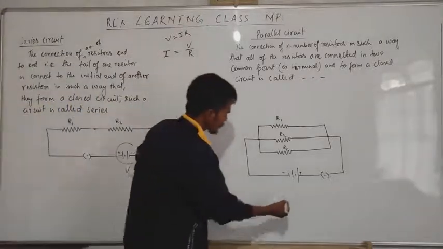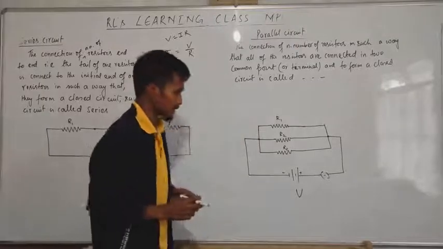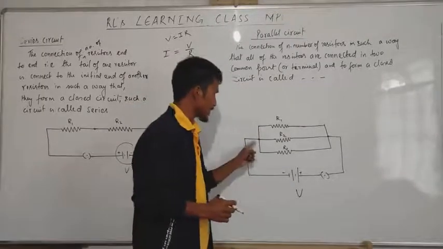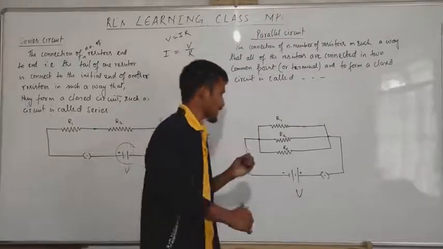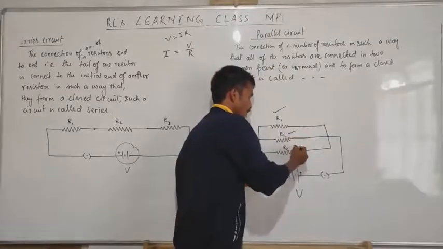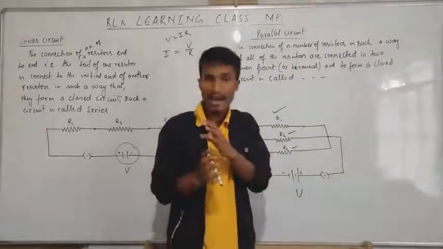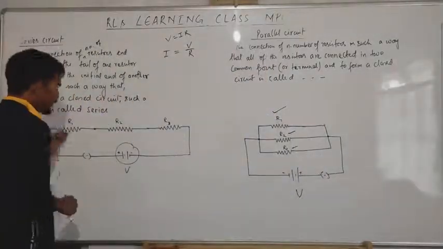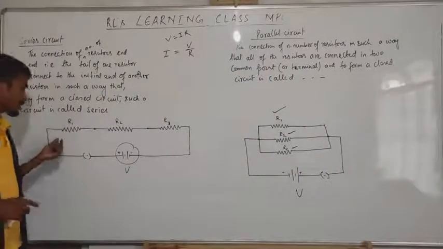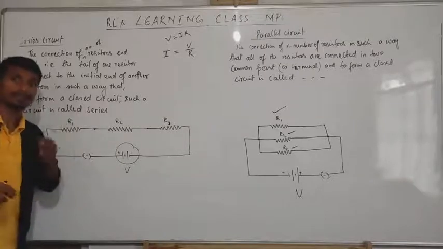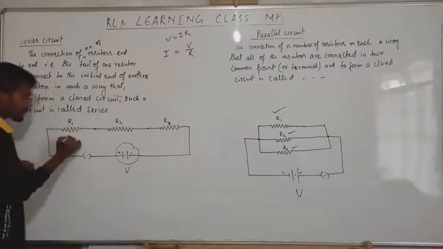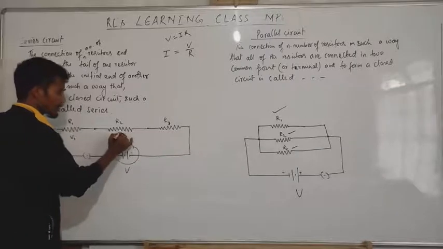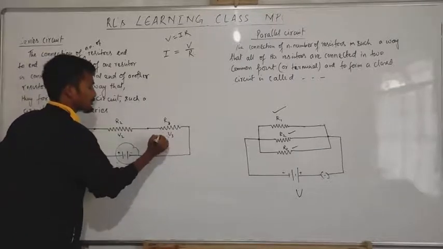But here, the supply voltage is V. Once you reach here, this same V will apply for this one, meaning the amount of voltage is the same for all the resistors. And here the amount of voltage is different for different resistors. Let's say the resistor voltages will be V1, V2, and V3.